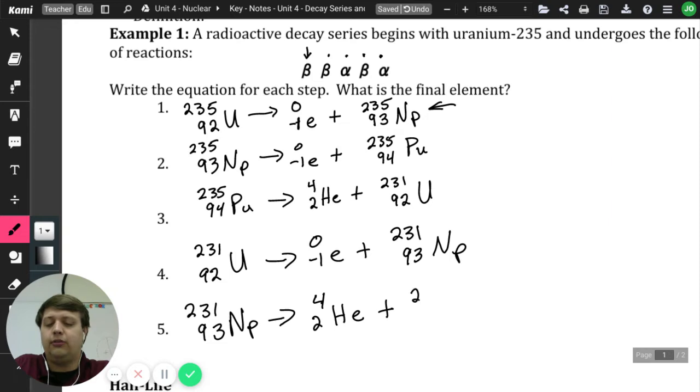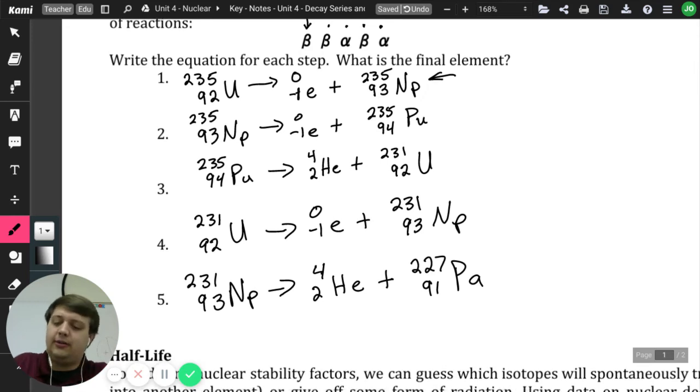Well, we look and we got 227 for our total mass, and 91 for our total atomic number, and we get Pa. And so that would be our final equation. So then what is the final element? Our final element is this right here.